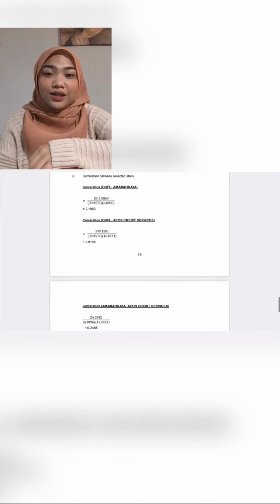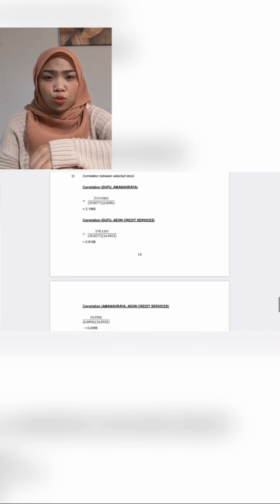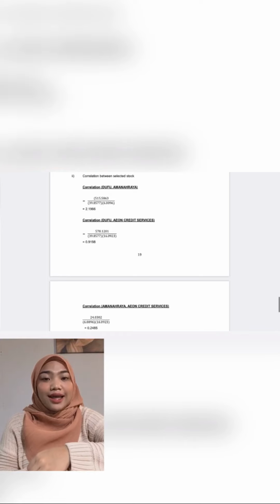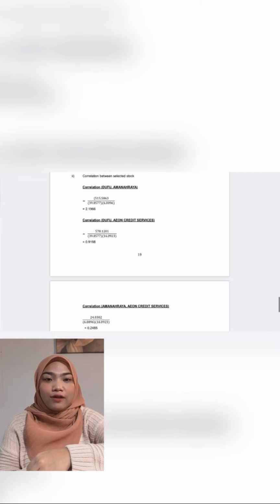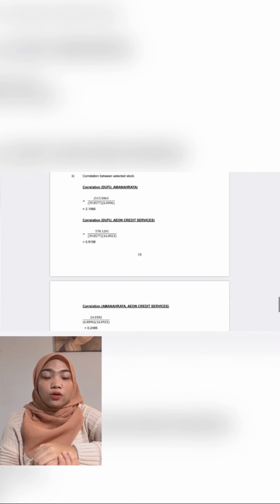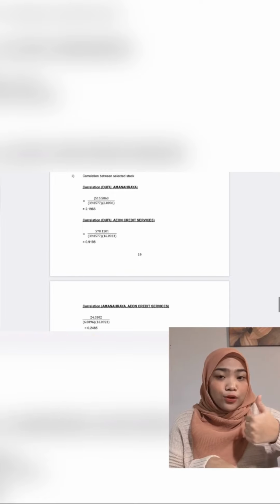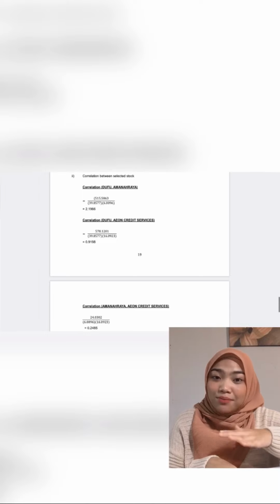This is to measure the relationship between the stocks. The correlation coefficient for Dufu and Amanah Raya stock is 2.1966, which is larger than positive 1.0. This stock is perfectly positively correlated. This might help the weak potential diversification of risks. Next, for Dufu and Ion Credit Services, and Amanah and Ion Credit Services, they get 0.9198 and 0.2405 respectively. This can reduce the overall variability of return risks. With the lower correlation between asset returns, the greater the potential diversification of risks, which minimizes the risk.